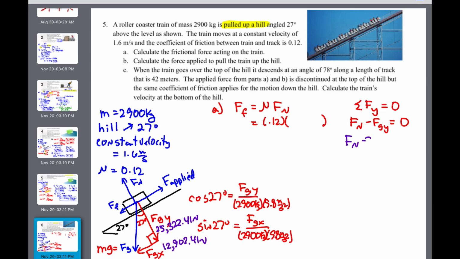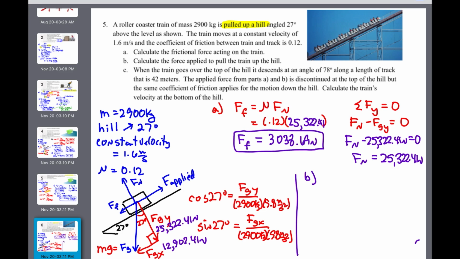Now we can fill that into our equilibrium in the y direction and solve down for the normal force. So the normal will be equal to Fgy. Putting that in for the normal into our friction equation, we can calculate the value of the frictional force.